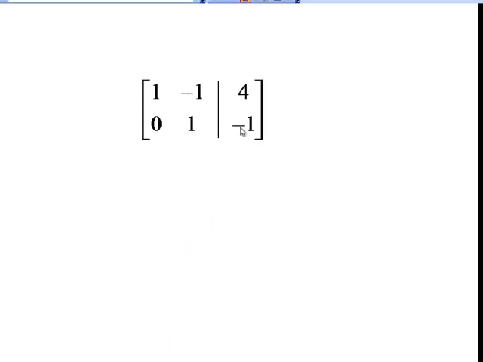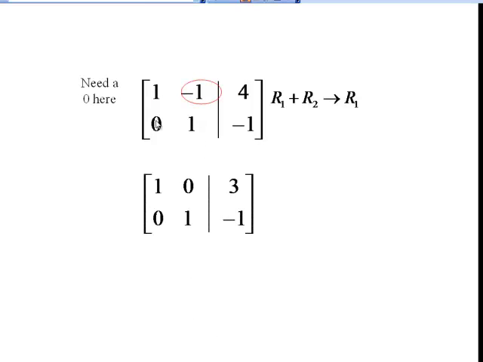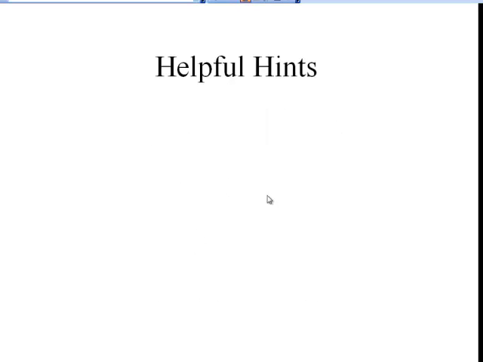So I get 1 and negative 1. And if I add these together, 1 and 0 is 1. Negative 1 and positive 1 is 0. 4 minus 1 is 3. So my answers are going to be 3 and negative 1. So again, you just look right here to find your answers.